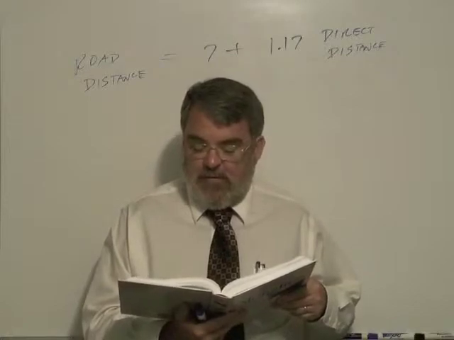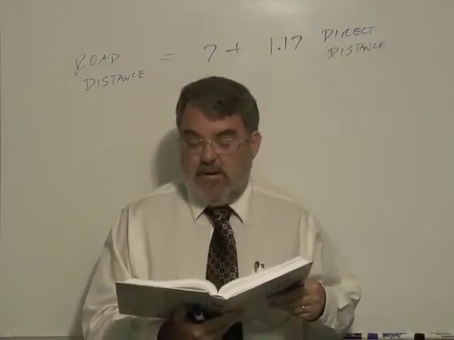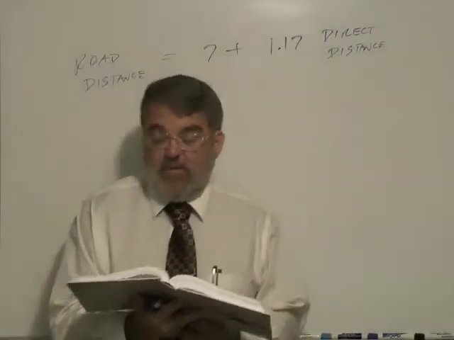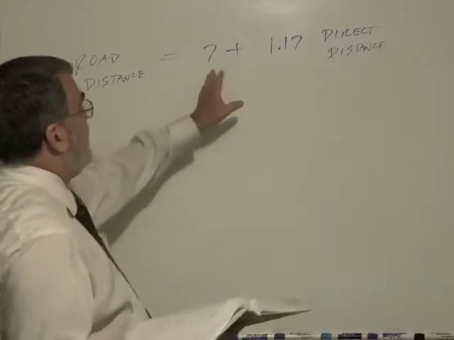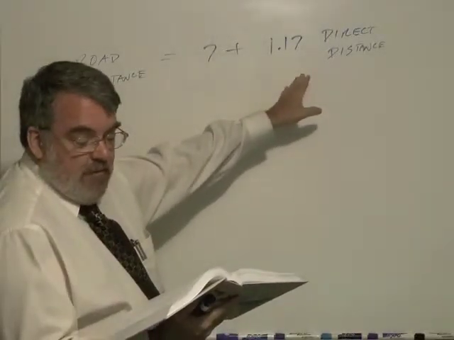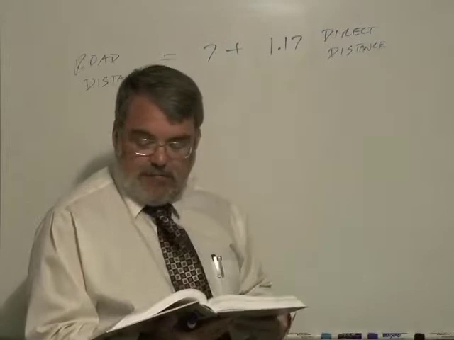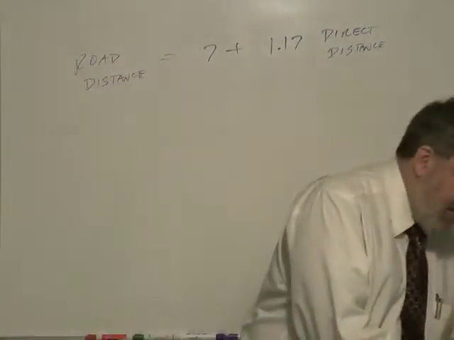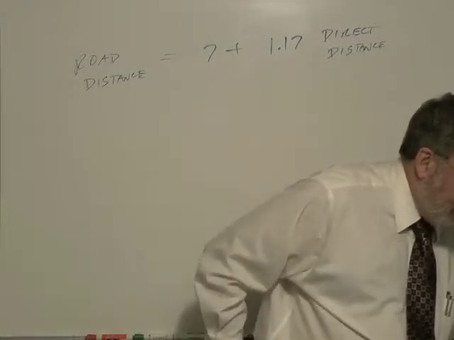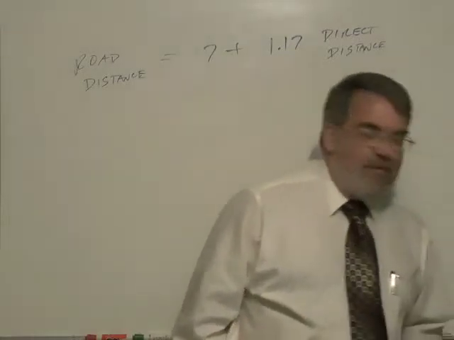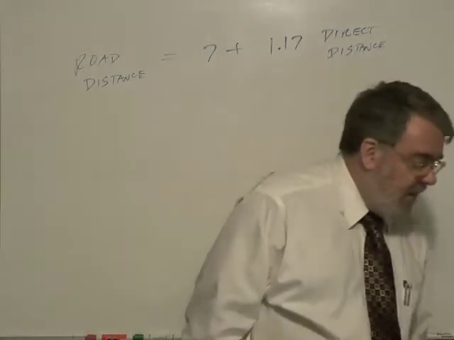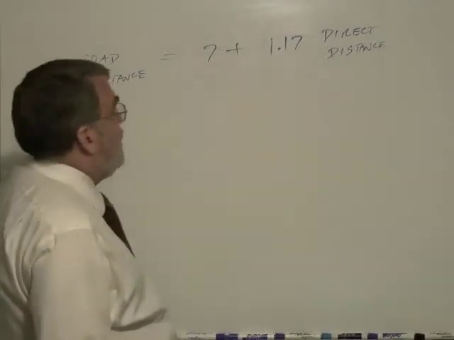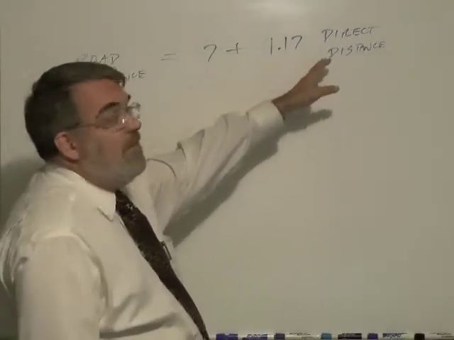The road distance from one city to another is usually longer than the direct distance. In a sample of English cities, the regression equation for these distances was road distance equals 7 plus 1.17 times the direct distance. And they don't tell us if this was miles or kilometers. Well, in any event, what does this equation tell you about the direct distance versus the road distance in England? Well, road distance is approximately 17% longer than direct distance.